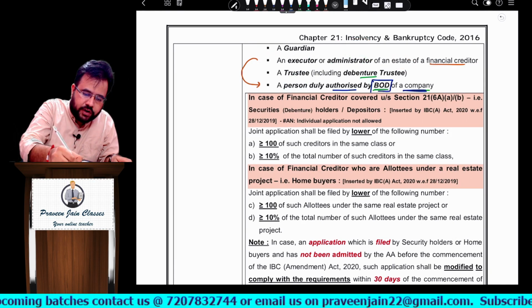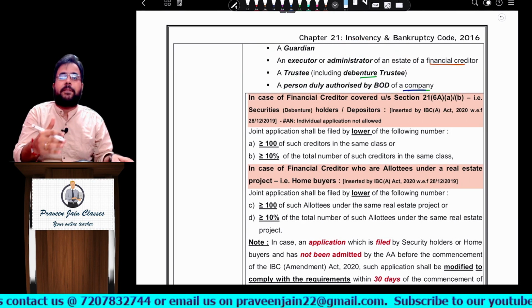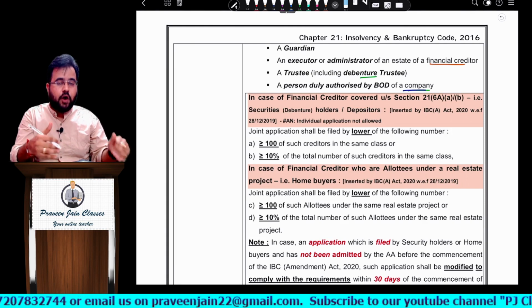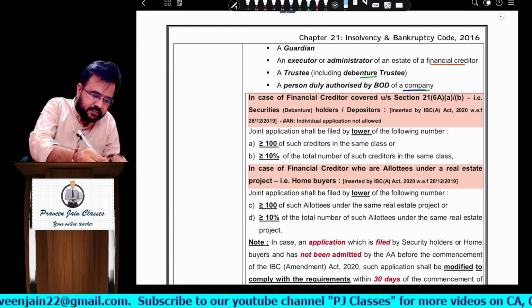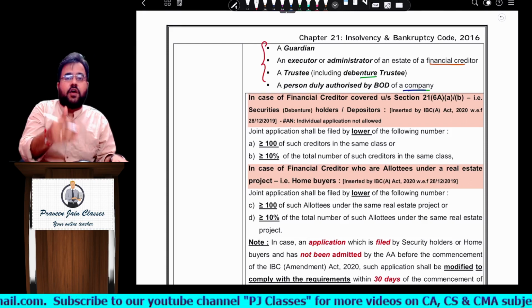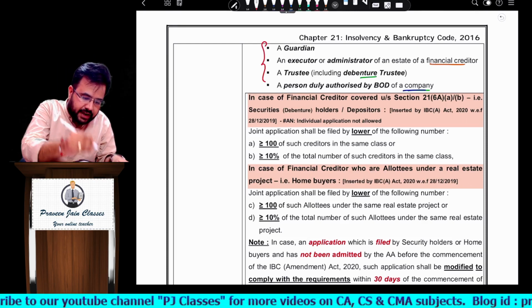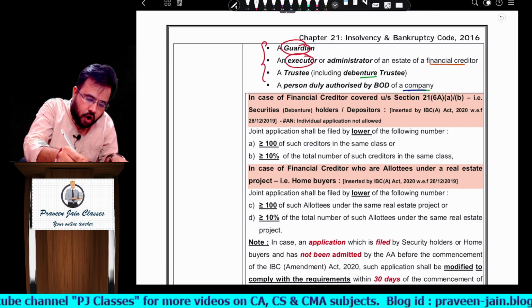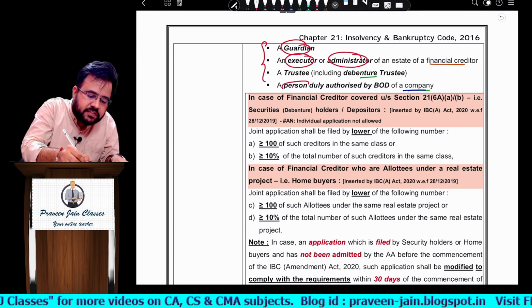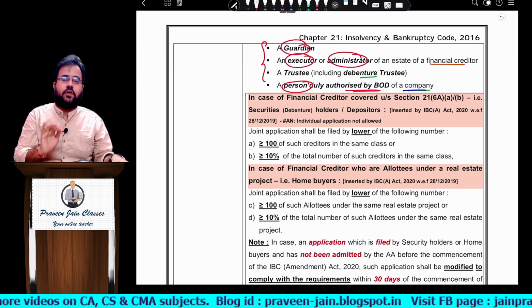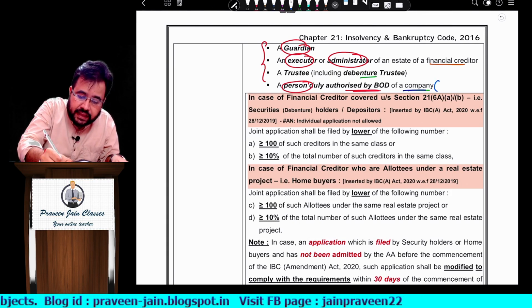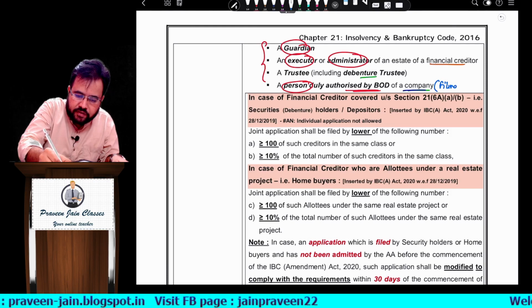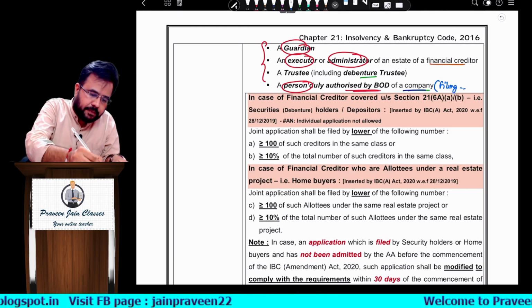Sir, I am trying to only tell you that these are also some people who are now allowed to file an application on behalf of whom, sir? Your financial creditor, sir. So financial creditor can file or these people can file, sir. So guardian can file, executor or administrator can file, sir. Person duly authorized by board of directors. So file, sir. Okay. Now, sir, remember this person is filing application. Okay, filing application to initiate CIRP proceedings.